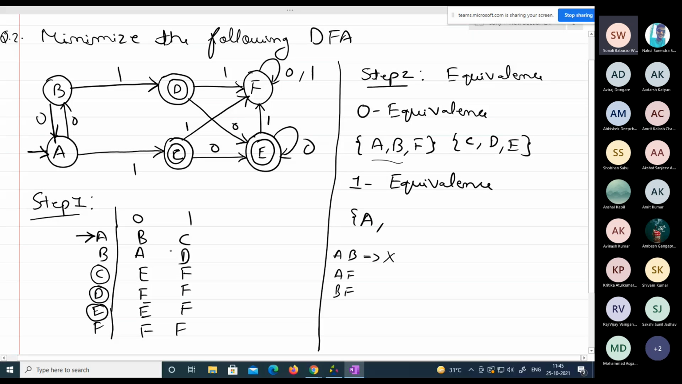Similarly, F on 0 is giving me F and F on 1 is giving me F. This is also not acceptable. Not acceptable. Write it down.